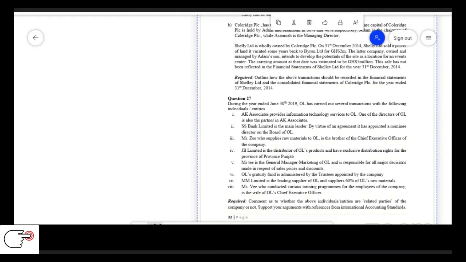Okay, pause. We are taking it one by one. So who can answer the first one? They said required. Can you read the requirement for me? Required: Comment as to whether the above individuals or entities are related parties of the company or not. Support your argument with references from the International Accounting Standards. So who is answering it for us?